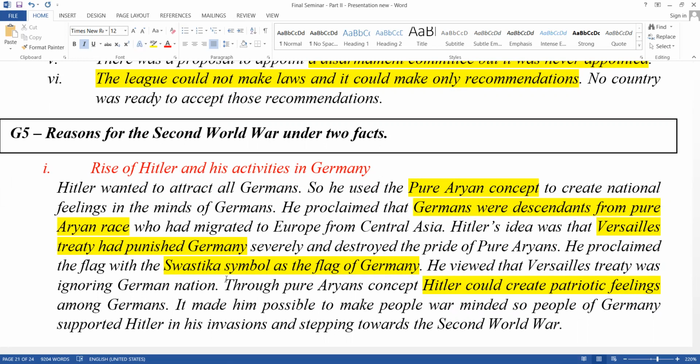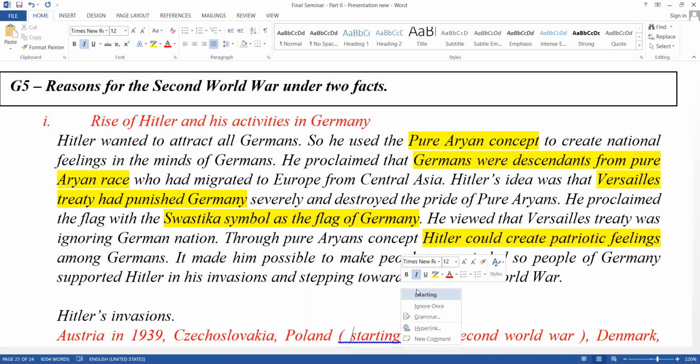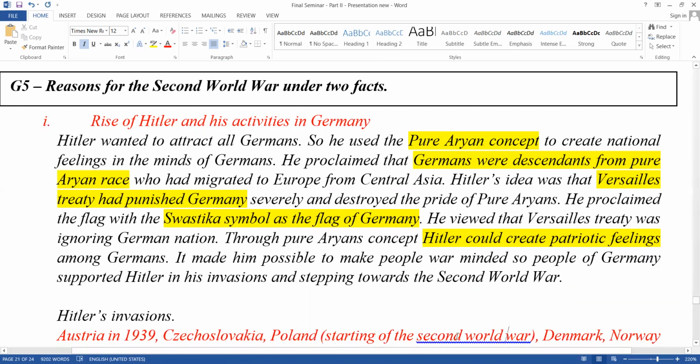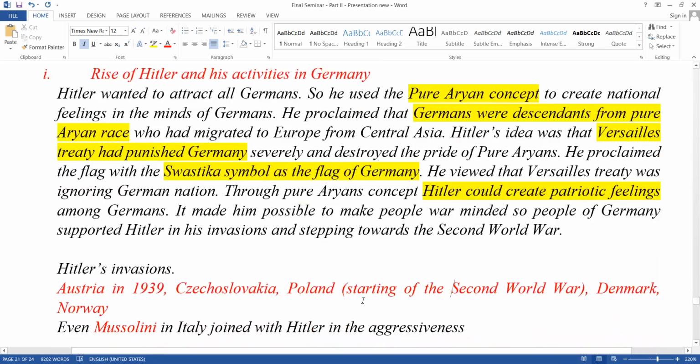He started invading other countries. What countries did he invade? Austria in 1939, Czechoslovakia, Poland. When invading Poland, the Second World War started. Denmark, and then Norway. Those countries were annexed and captured. Then Mussolini joined him from Italy, an autocratic ruler. Then the World War was strengthened.